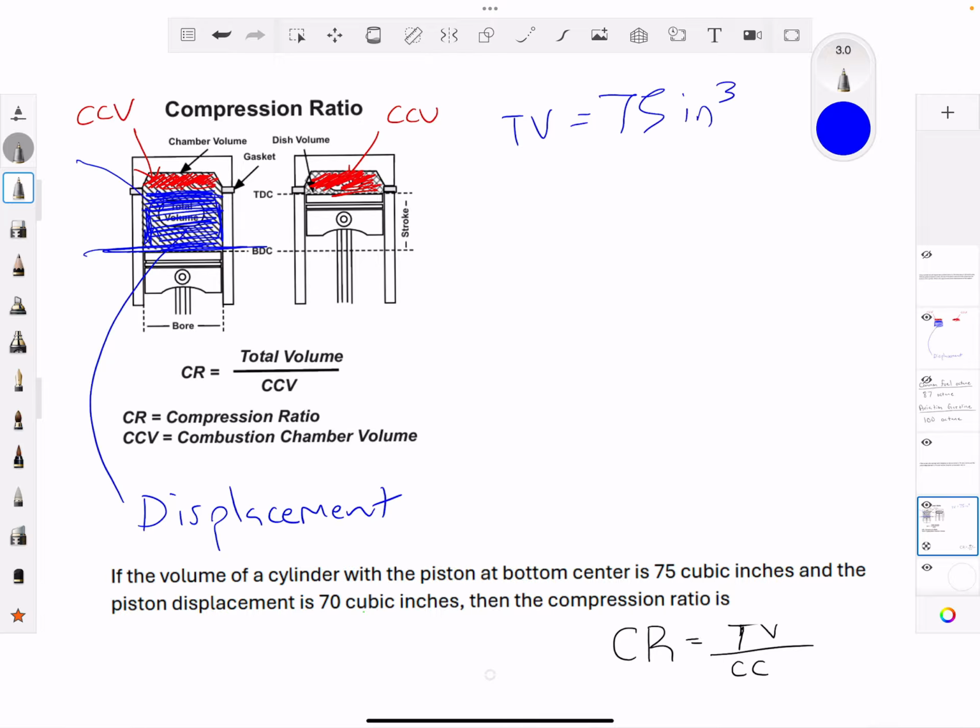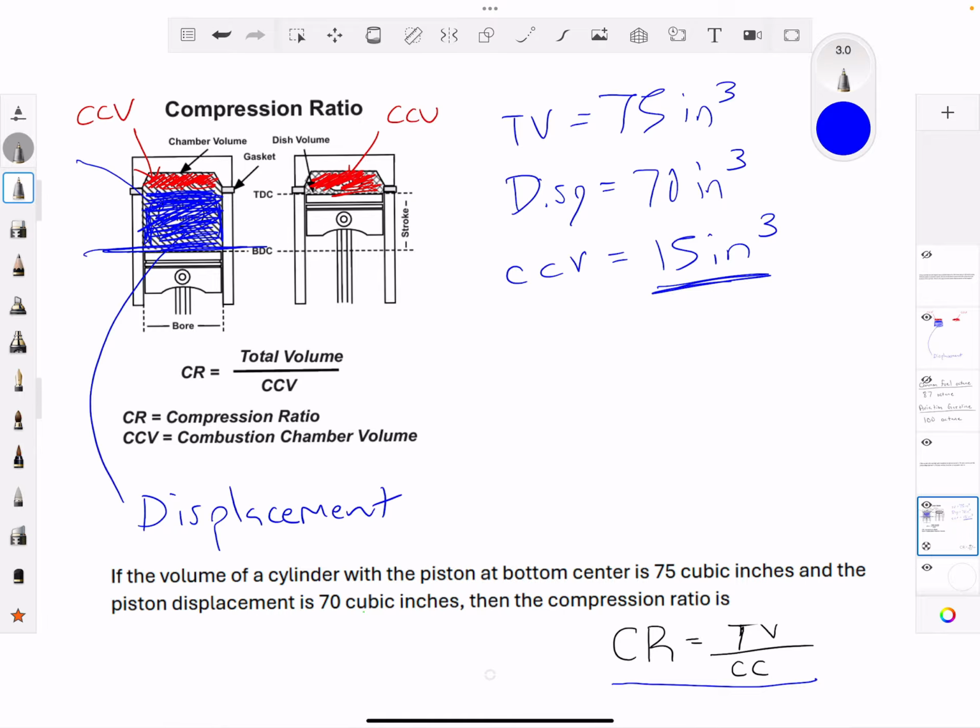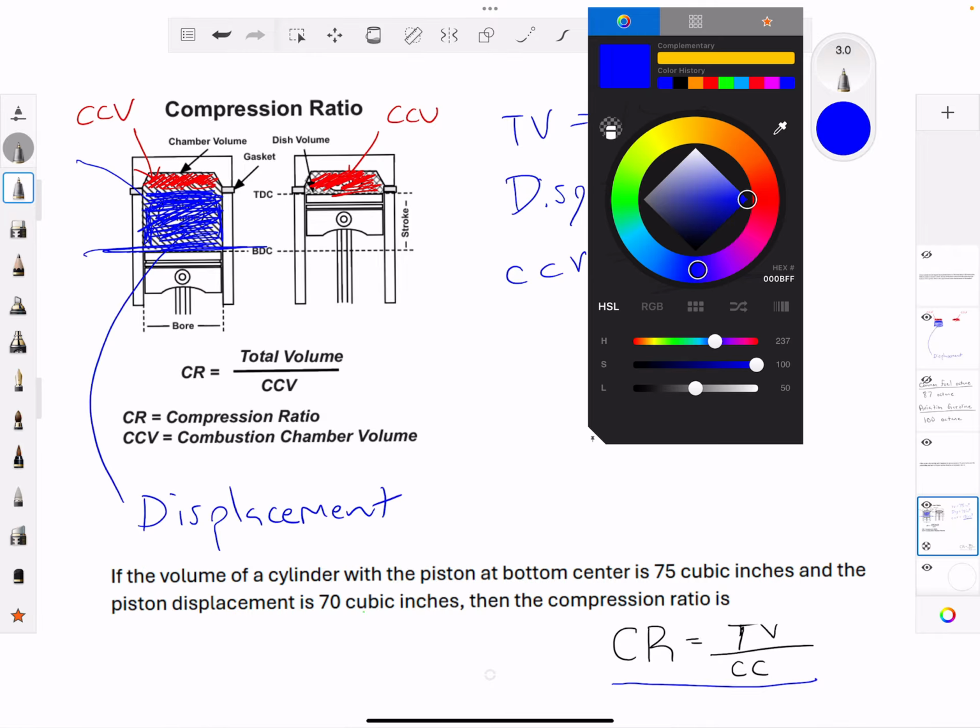And we know that the displacement, meaning this volume here in blue, is 70 inches cubed. Therefore, if I know that, I know the CCV must be the difference of these two, right? So the CCV is going to be 15 inches cubed. So that's what you needed to understand for this problem to be as simple as it is. And again, you do have to memorize this equation because it is not given.